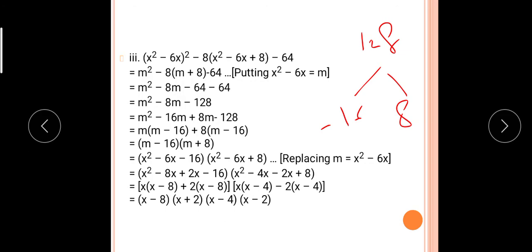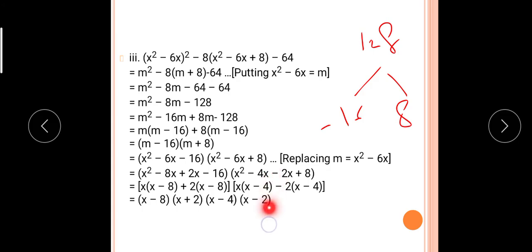So after factorization, what will you get? (m minus 16)(m plus 8). Now replace the value of m with the actual considered value. What is the actual value? The value of m is x square minus 6x. So substitute m: (x square minus 6x minus 16) in one bracket and (x square minus 6x plus 8) in another bracket. So this 16 means minus 8 and plus 2. Their sum is minus 6 and their multiplication is minus 16. Here also their sum is minus 6 and their multiplication is 8, that is 4 and 2. So according to that you will get the factors.